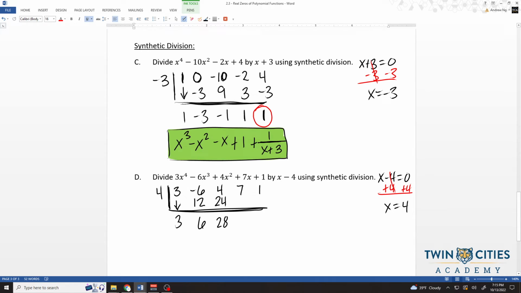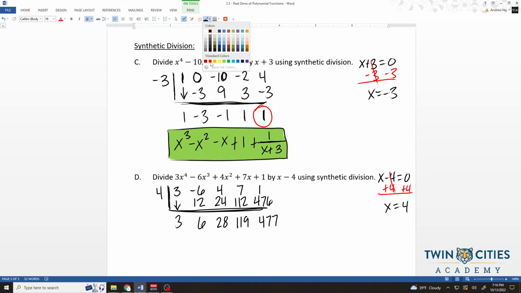Now it looks like the numbers are going to get a little bit large here, but that's okay. 4 times 28, multiplying diagonally, that's going to be 112. And then adding straight down, 7 plus 112 is 119. Multiplying diagonally, 4 times 119, this is going to be 476. And finally, adding straight down, 1 plus 476, well, that's 477.